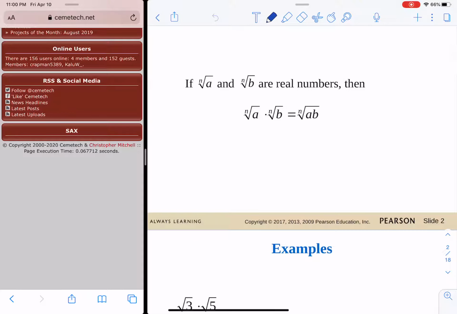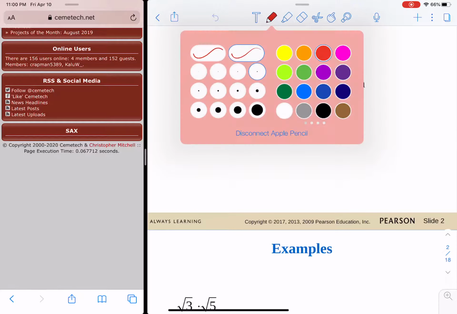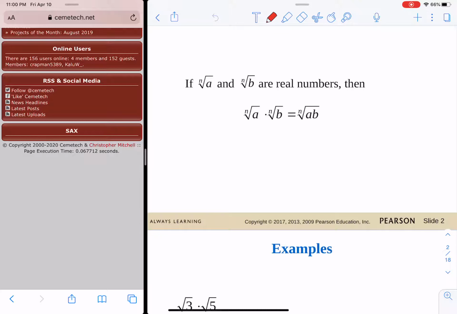So we know the nth root of A is A raised 1 over n, and the nth root of B is B raised 1 over n. So if we multiply those together, we have A raised 1 over n times B raised 1 over n.